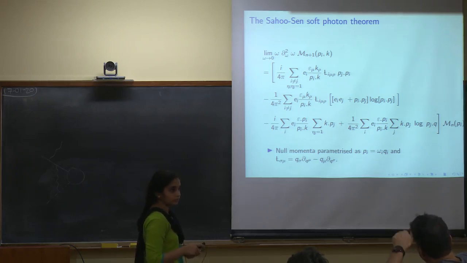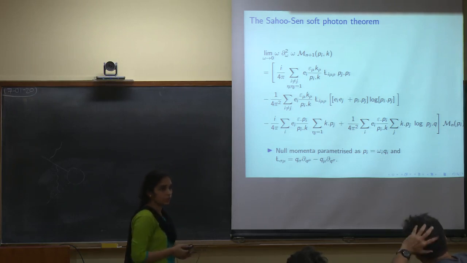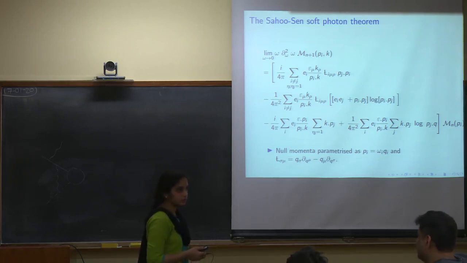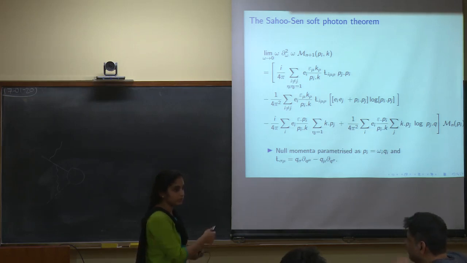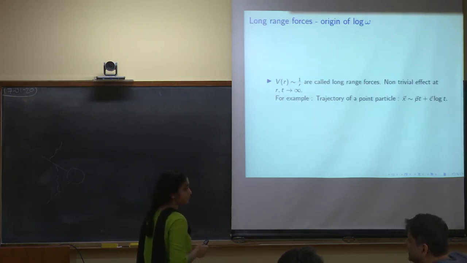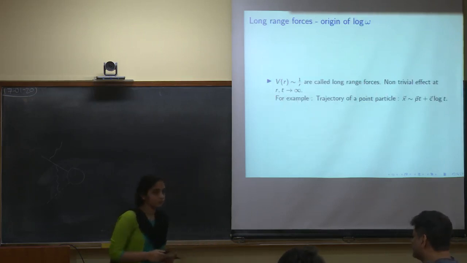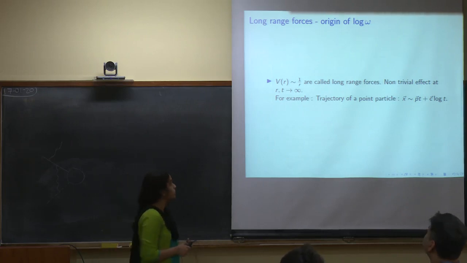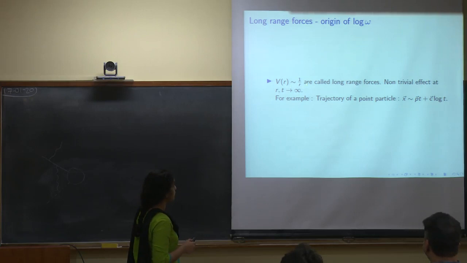By the way, is this very highly dimension dependent or not? Yeah, in higher dimensions the log omega term doesn't exist. So this only happens in 4 dimensions, just because Green's functions die off too fast. Okay, so the log omega term is a direct effect of the long range forces, which are 1 over r kind of fall off.